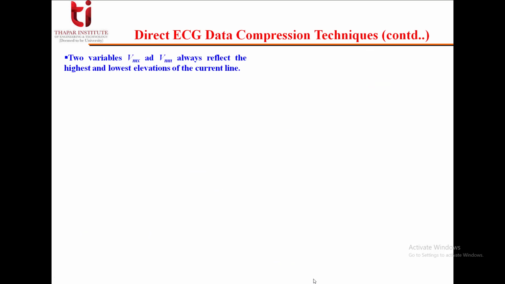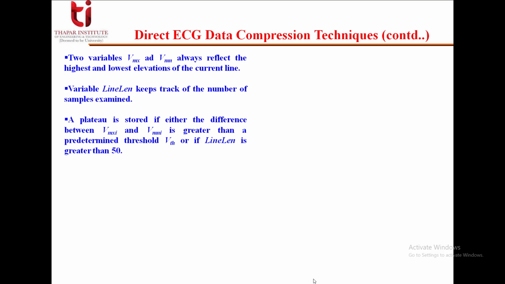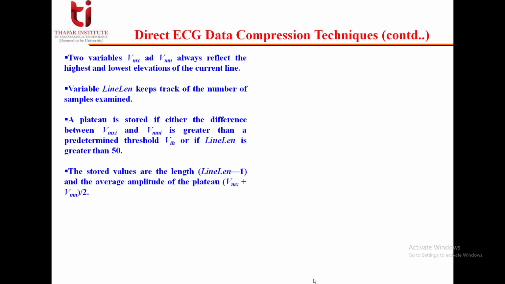So the two variables, as I mentioned, Vmax and Vmin, always reflect the highest and lowest elevations of the current line. And as I said, this line length keeps track of the number of samples examined. A plateau is stored if either the difference between Vmax and Vmin is greater than a predetermined threshold, that is Vth, or if line length is greater than 50. So the stored values are the length, that is line length minus 1, and the average amplitude of the plateau, which will be Vmax plus Vmin divided by 2.